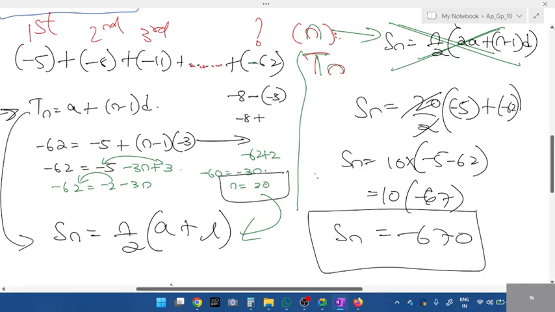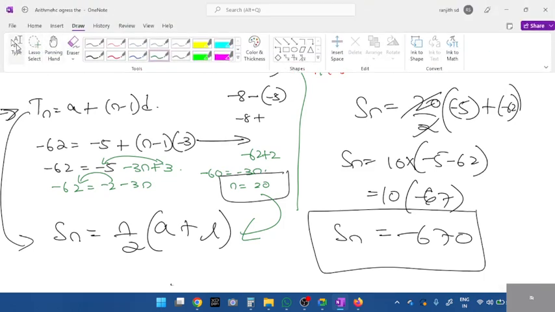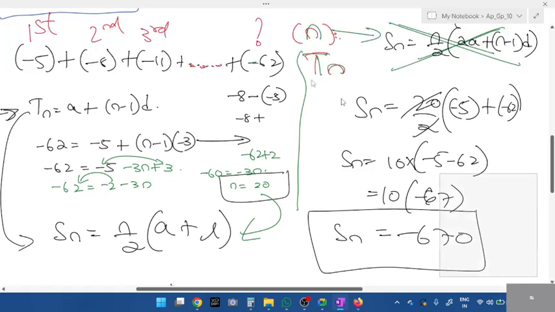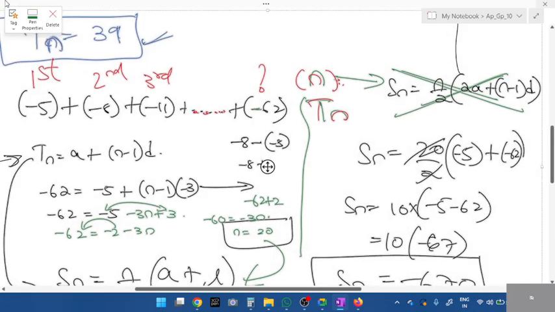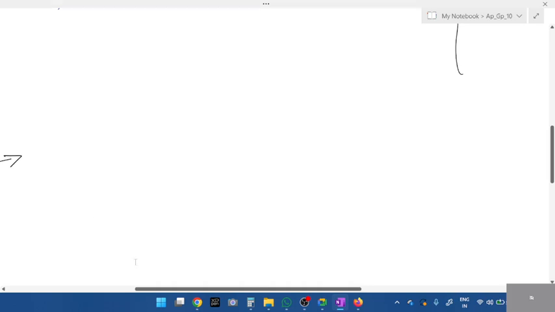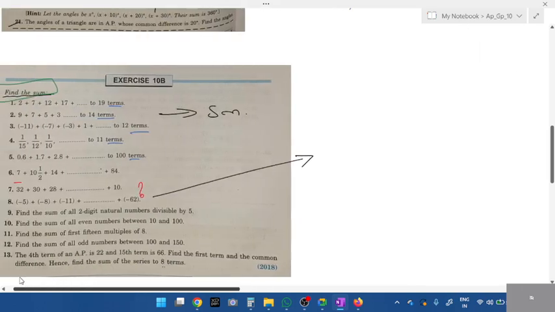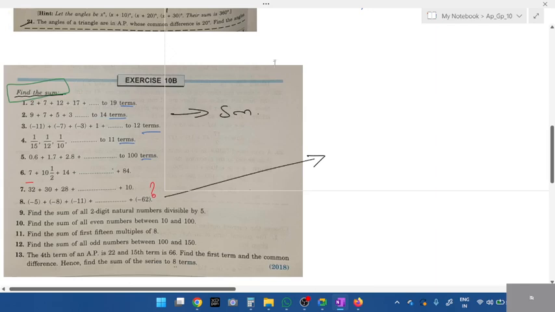Are students done? Completed? Okay, your n was not given. If n is not given, use the T of n formula, two steps. Look at the first question, first to 5 questions, students. In the first to 5 questions, what is given?